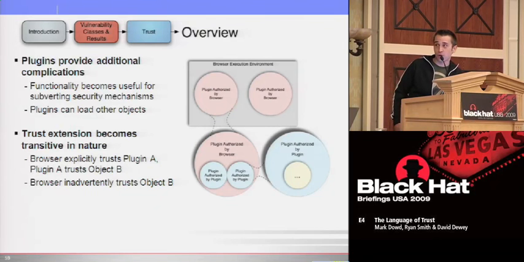So basically what we're showing is there's a browser environment, and the browser actually authorizes a plugin. However, that plugin can rely on another plugin, and that plugin can rely on another plugin. The problem is there's a chain of authorization where the fidelity of the authorization checks may not hold true. This functionality actually becomes very useful for subverting security mechanisms, as we found. And the trust becomes sort of transitive in nature. Since the browser trusts plugin A and plugin A trusts plugin B, the browser implicitly trusts plugin B.